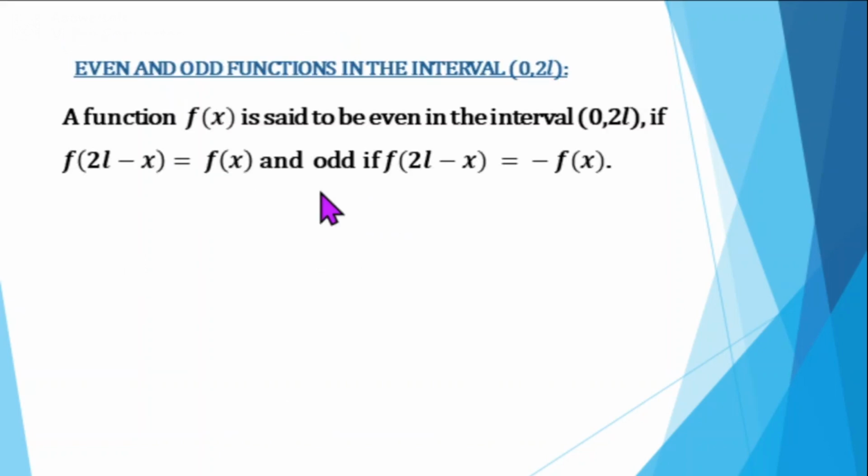Now suppose we need to find the Fourier series expansion for functions defined in the interval 0, 2L. Then we make use of these definitions of even and odd functions in the interval 0, 2L. A function f of x is said to be even in the interval 0, 2L if f of x satisfies the condition f of 2L minus x equal to f of x, and the function is odd if f of 2L minus x equal to minus f of x.